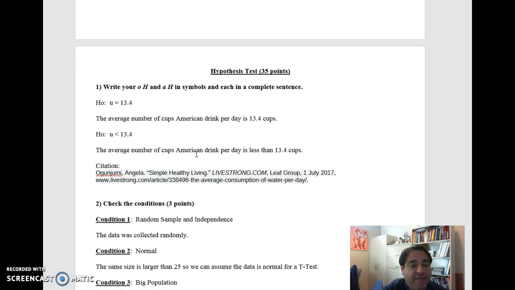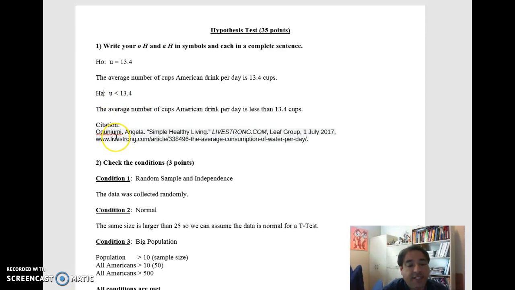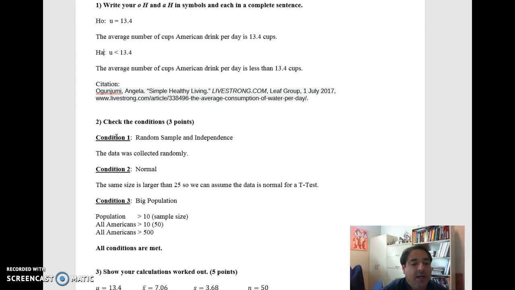And my H0 is the average number of cups Americans drink per day is 13.4 cups. And the average number of cups Americans drink per day is less than 13.4 cups is my HA. And here's a citation of where I found that.